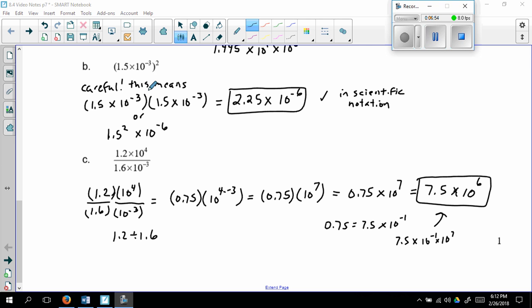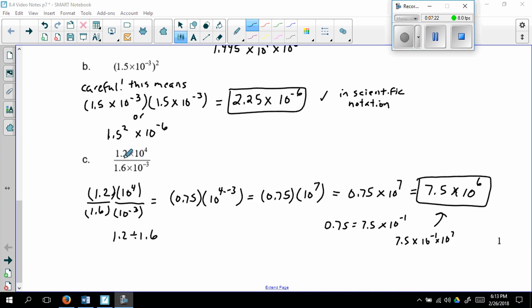Okay, looking at B, you should have gotten 2.25 times 10 to the negative 6. Be very careful. You can use your exponent rules and just remember the 1.5 is impacted by the 2. Or you can think of this as something squared is just the one thing multiplied by itself, if that helps you remember. But be very careful that that first number is also impacted. That, when we did the math, ended up in scientific notation, so we didn't have to do anything else.